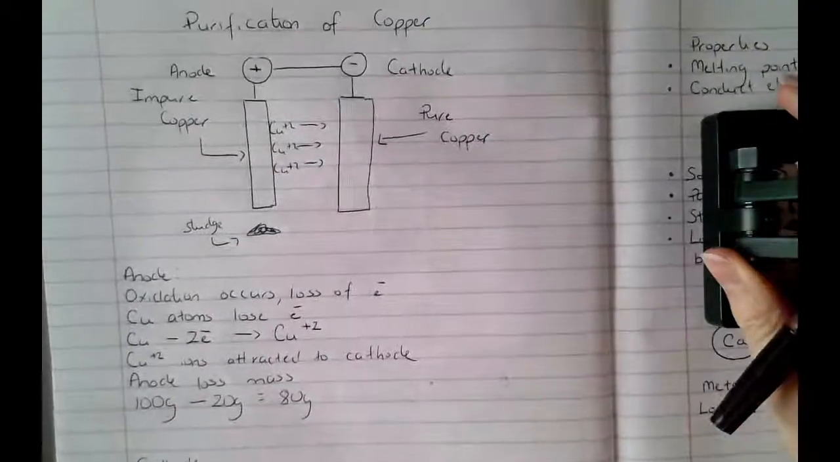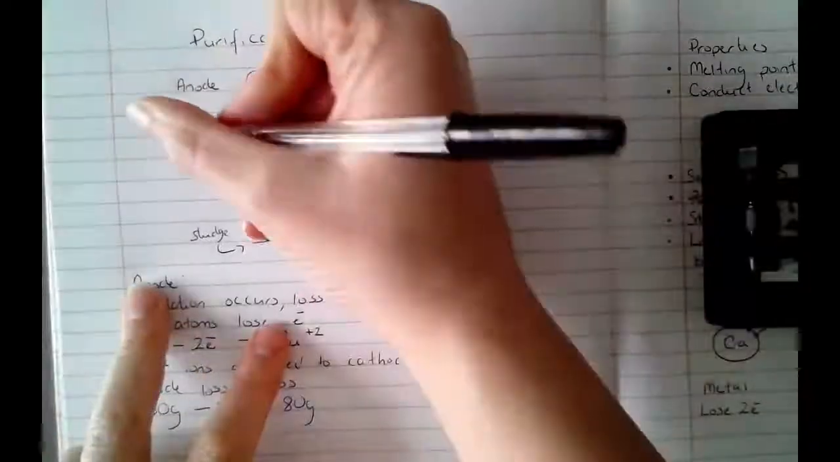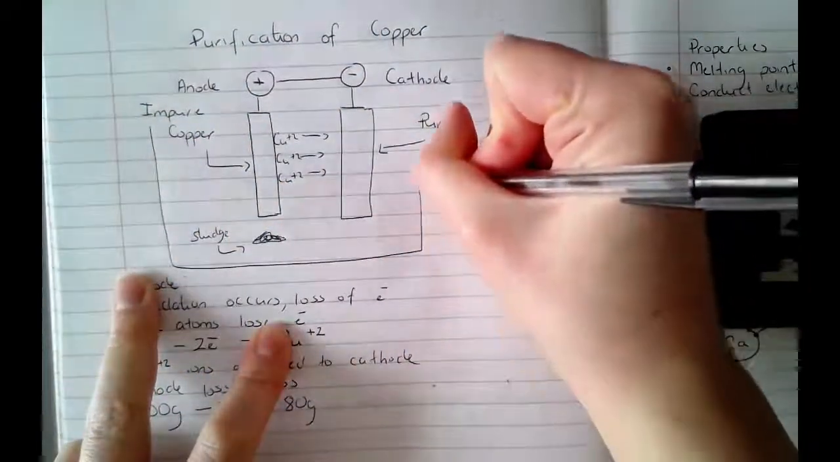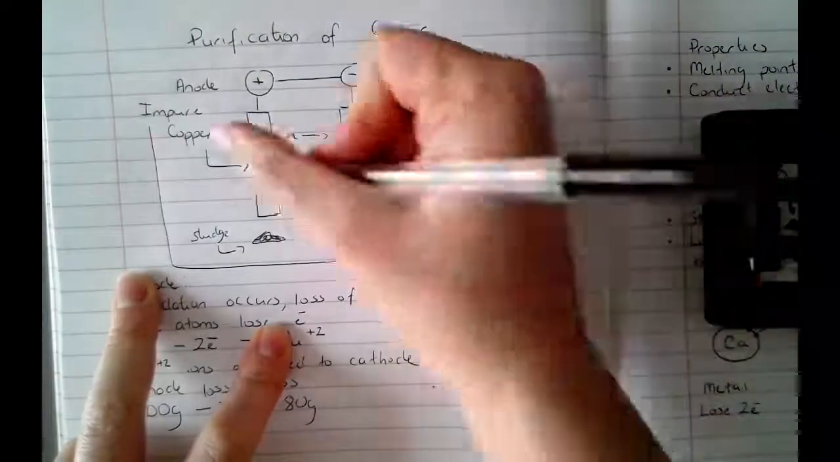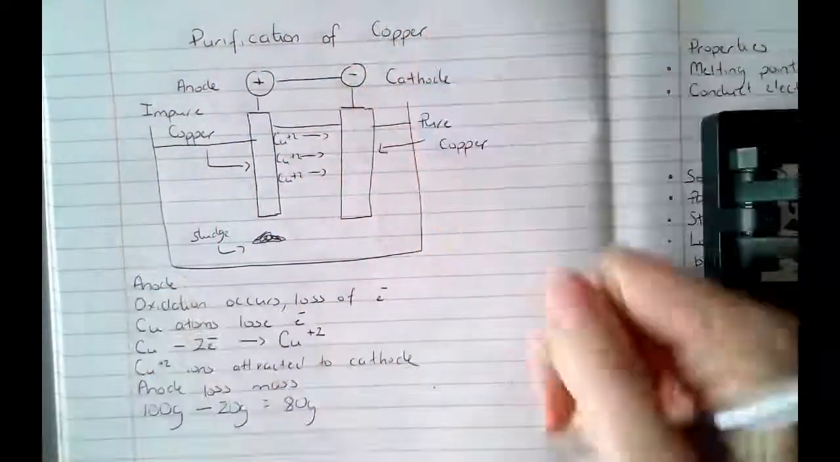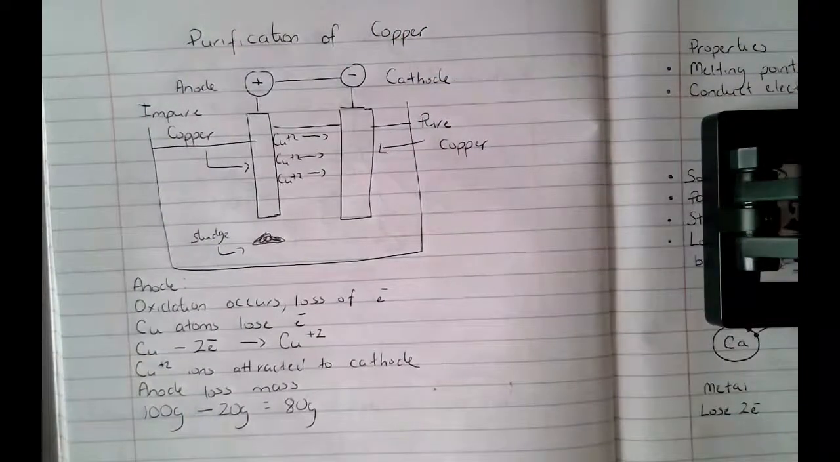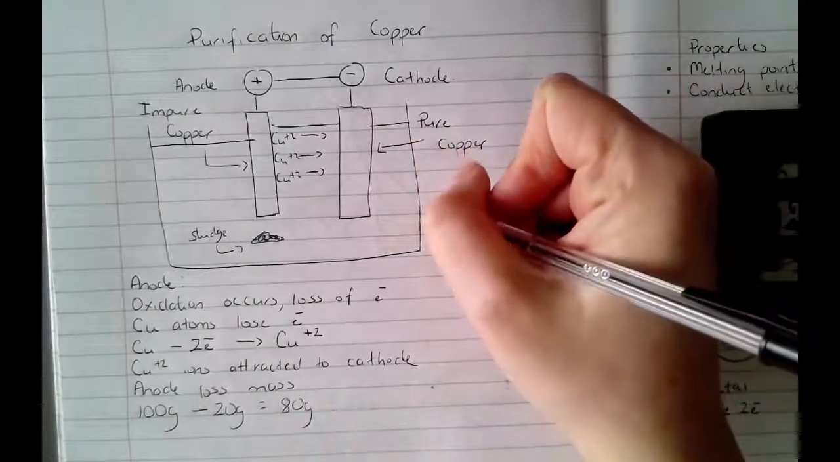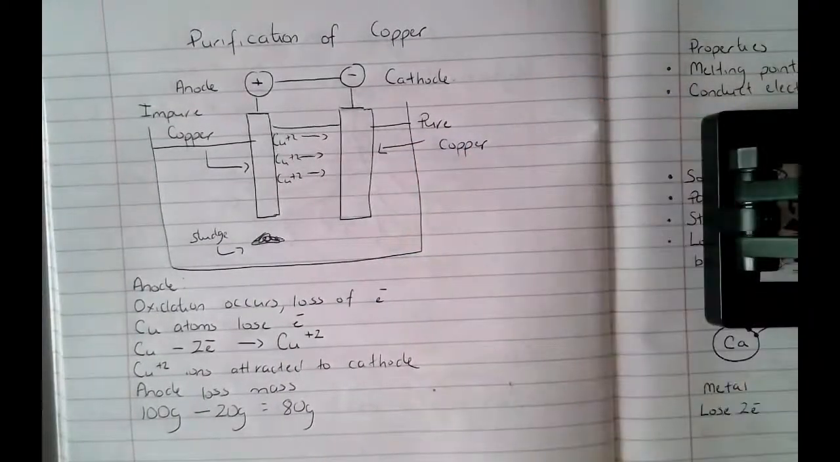In order for this to work, we've seen this before, you need some sort of ionic compound. You need an electrolyte for the electricity to flow through. So I can't just have these pieces of copper just floating in midair. There needs to be something for the electricity to flow through. And we know that ionic compounds do conduct electricity when they're molten or when they're aqueous.